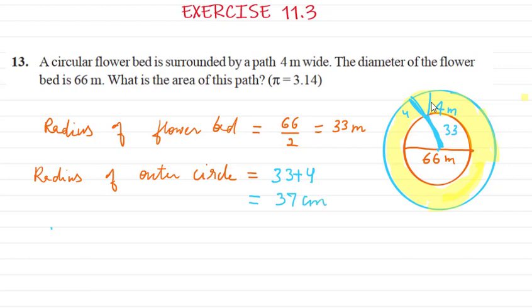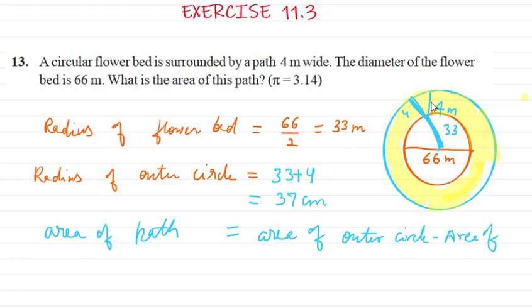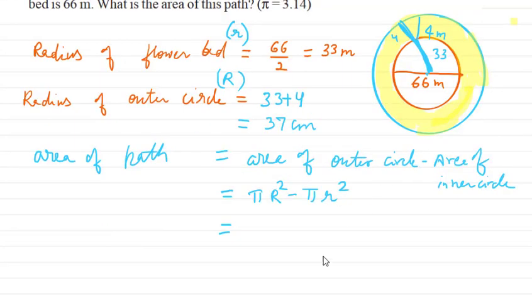Now you have to find the area of the path. So the area of the path will be how much? Area of the outer circle minus area of the inner circle. Okay, so here suppose this is our small r and this is your capital R. So then you can write it as pi capital R square minus pi small r square. And now you have to just put the values and solve it.